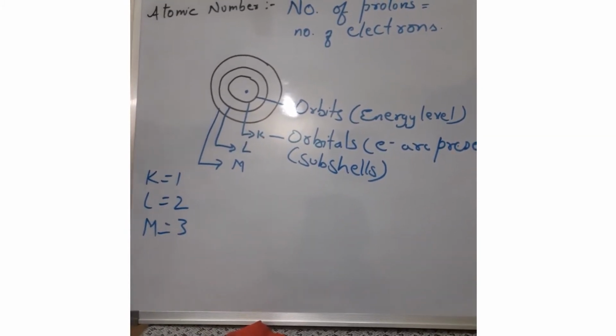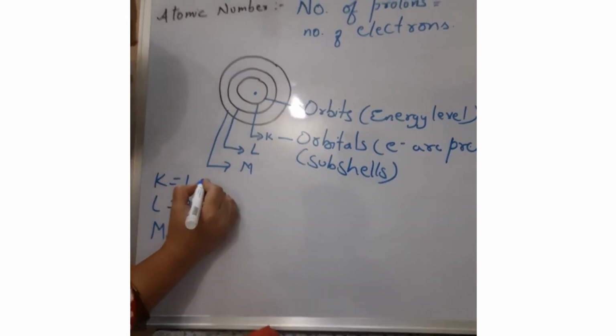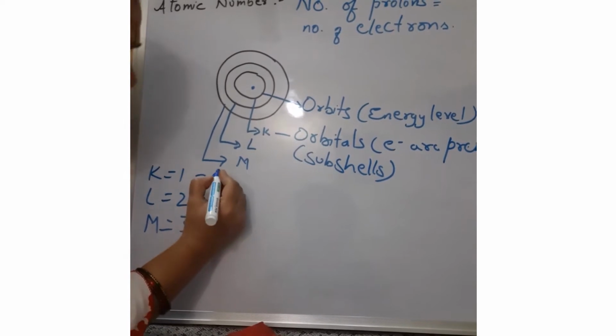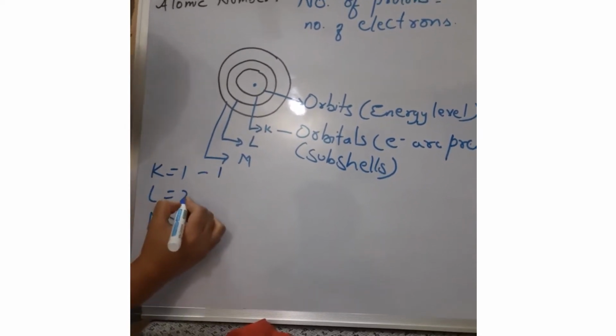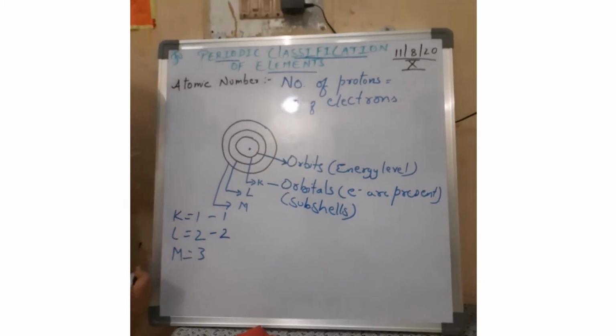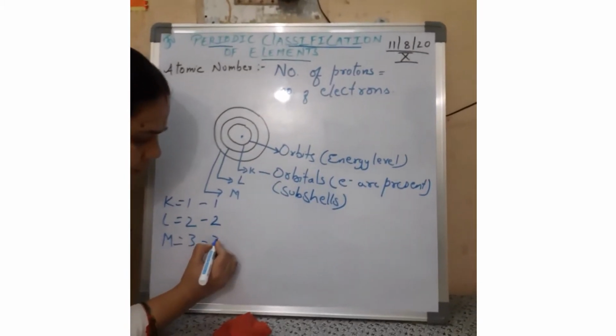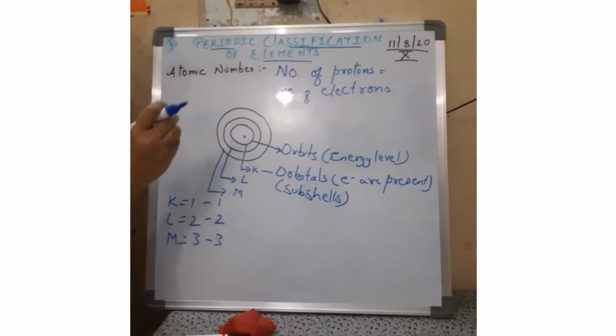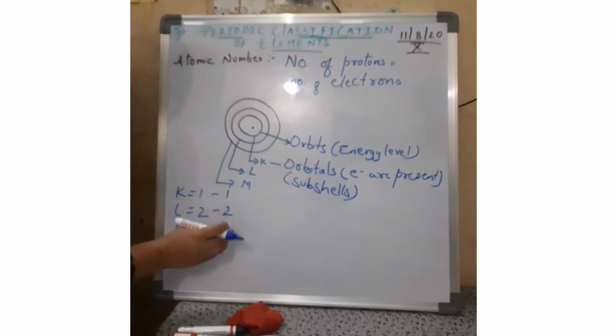So for K, where the value is 1, the number of subshells is also equal to 1. Similarly, for L the value is 2, so the number of subshells is 2. M is equal to 3 subshells. Clear, children? Now the question comes, what are these subshells?